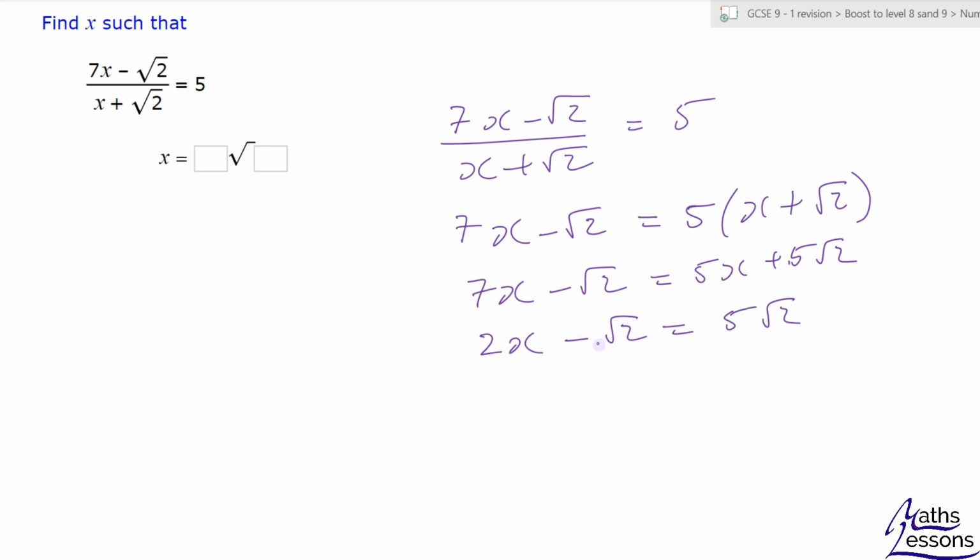Add 1 lot of root 2 to this side to get rid of that. And then we add 1 lot of root 2 to get 6 root 2. Divide by 2, x equals 6 root 2 over 2. And you should realise that just cancels down to 3 root 2. That's our final answer.